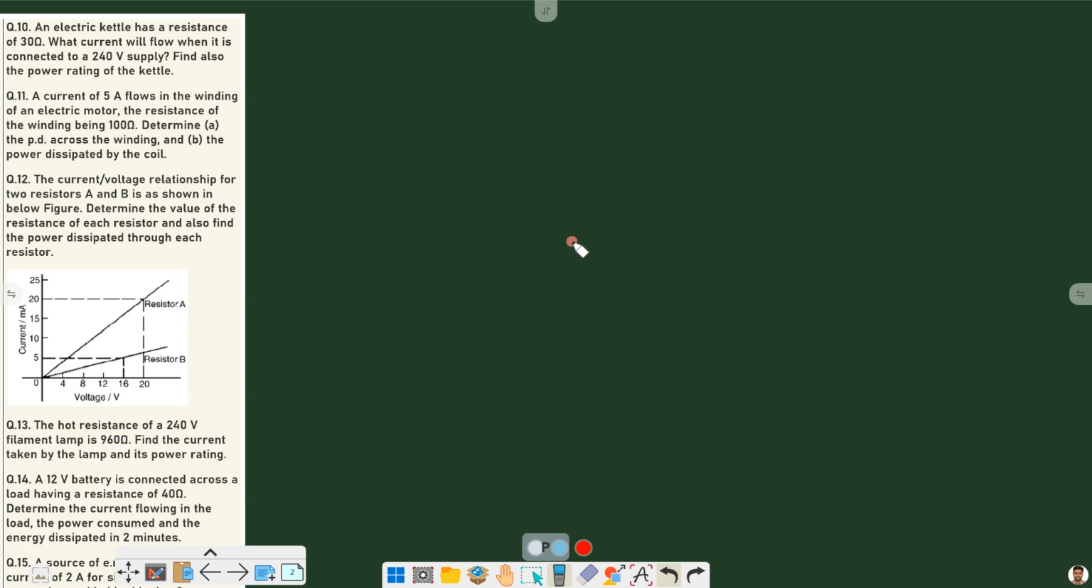Question number 10. So the resistance is given and the value of voltage is given. Resistance is 30 ohm and voltage is 240 volts. We have to find the power, and for power we have three formulas: I squared R, VI, and V squared by R. We will use this formula now.